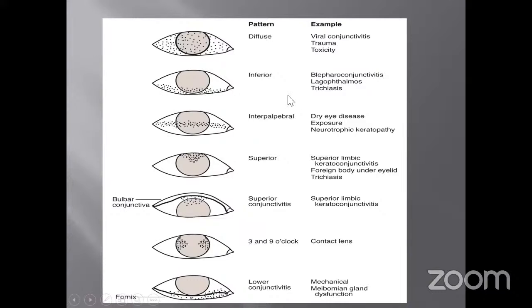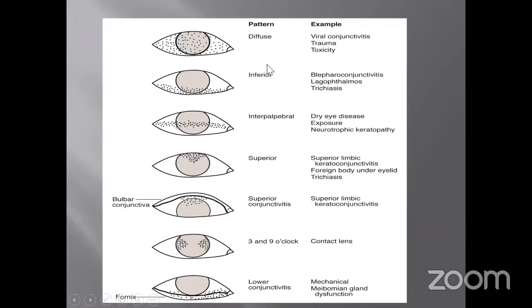Inferior staining we get in trichiasis, lagophthalmos, blepharoconjunctivitis, blepharitis and other conditions. Interpalpebral is mainly in dry eye disease, that is aqueous tear film deficiency. Superior we get in superior limbic keratoconjunctivitis, or when there is a foreign body under the eyelid. And in contact lens wearers we get staining at the 3 and 9 o'clock.